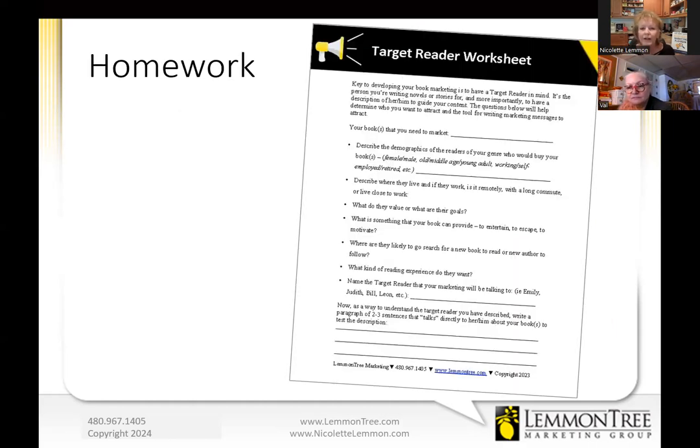So what we're going to do then for homework is you have the target reader worksheet. And the reason I think this is really going to be fun for you also is that you can use it, as I said, for a variety of different genres that you're going to be in. So it's not something where I want you to think about having just one target reader, unless you're never going to do anything but that mystery series or that cozy series or that romance or romantic suspense, whatever it is.